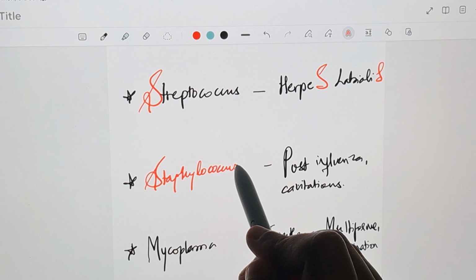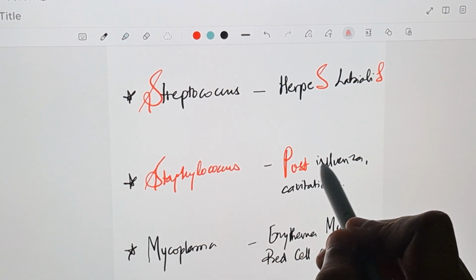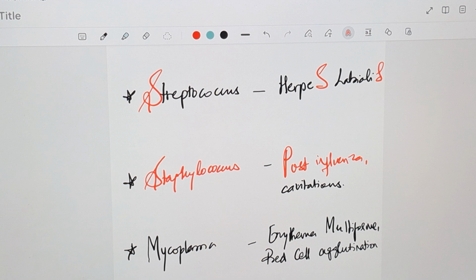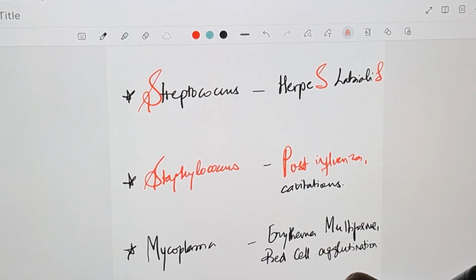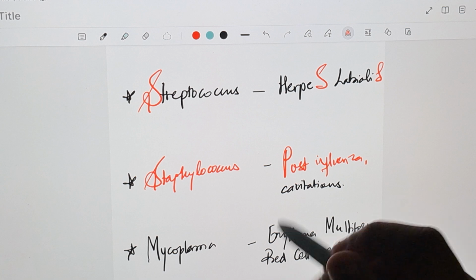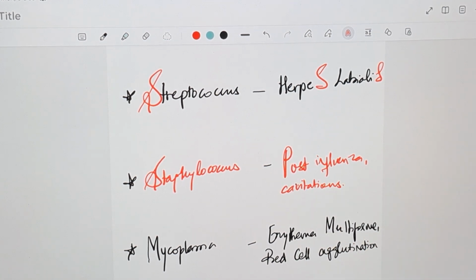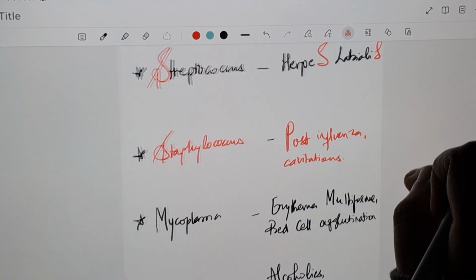Staphylococcus, one of the most important associations is that it occurs after influenza. Any elderly person who has been having a cold for 2 to 3 days, and after that suddenly deteriorates and a pneumonia-like picture is seen, that would be Staphylococcus. And on chest X-ray, it would most likely be bilateral cavitation. Staphylococcus pneumonia is a cause of bilateral cavitating lesions, which you can clearly see on the chest X-ray.